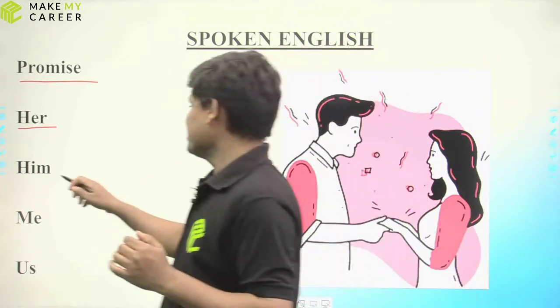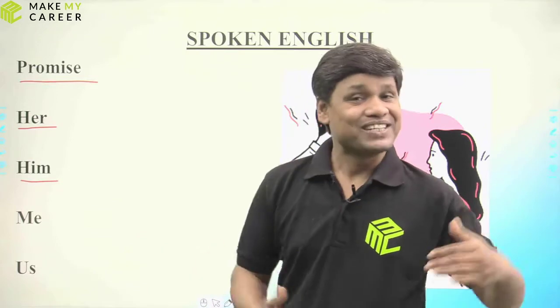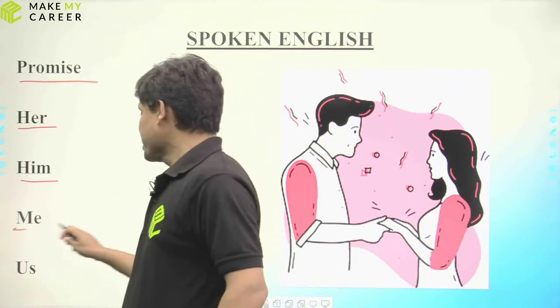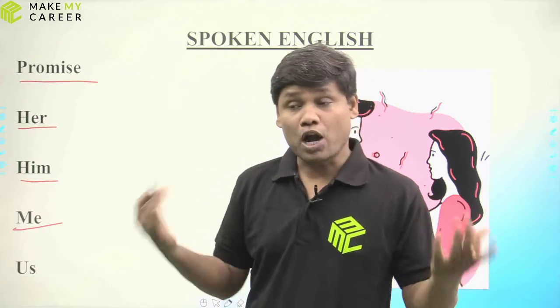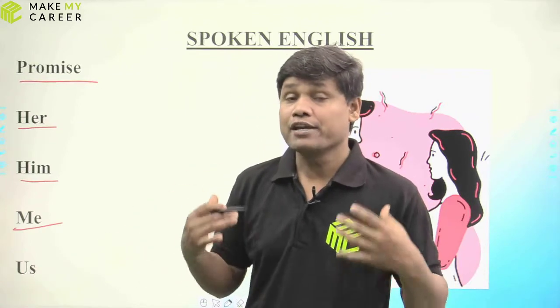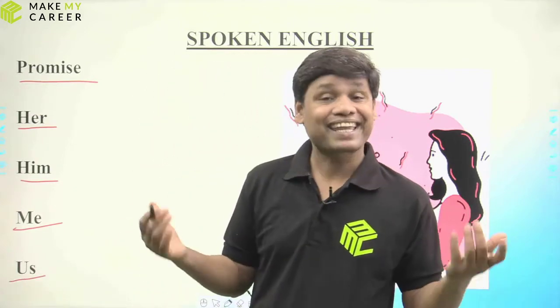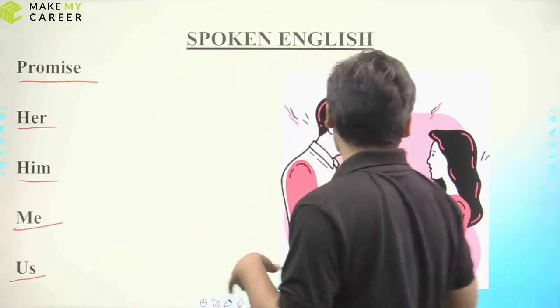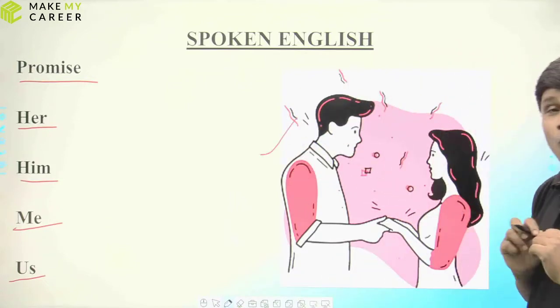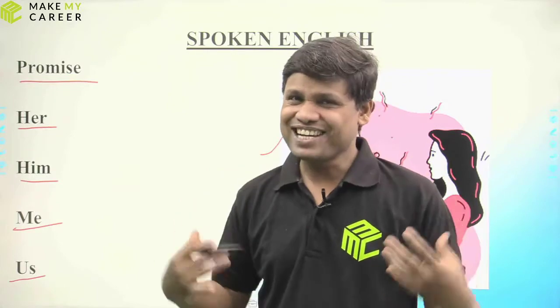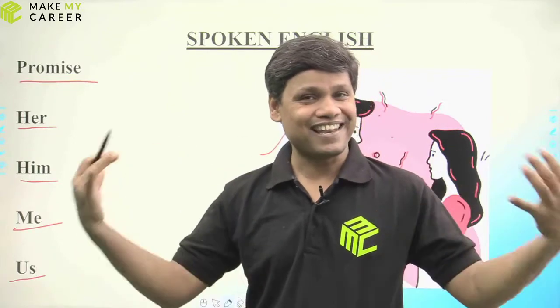Next one is him. I met him, you met him, she met him, all met him. Me. Meet me tomorrow. Don't meet me today, meet me tomorrow. Next one is us. Again you repeat, us. Now you can see the beautiful picture of promise, right? Promise should not be broken. Maintain the promise, guys, because promise is life.